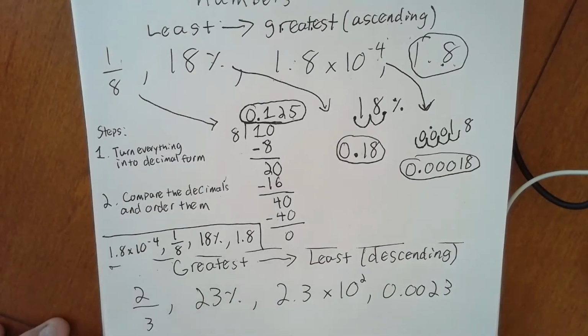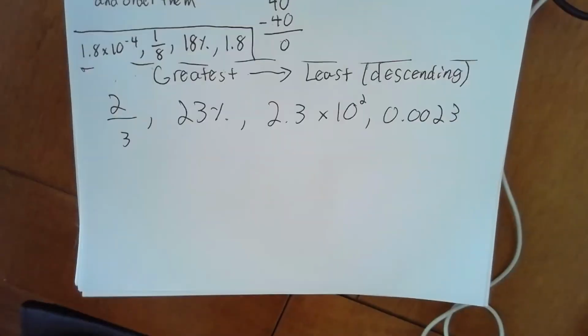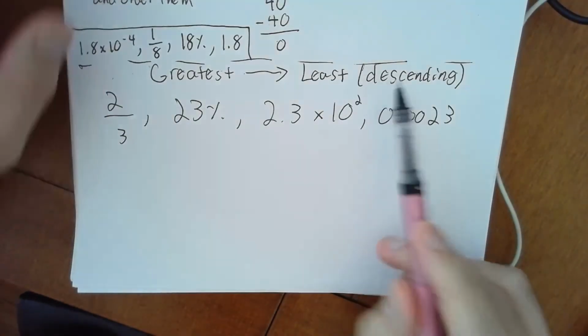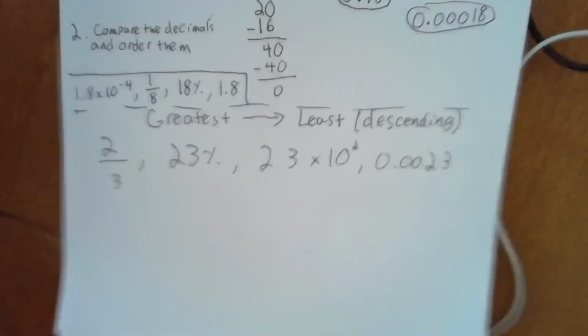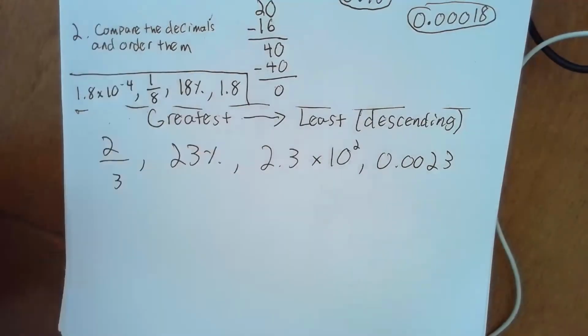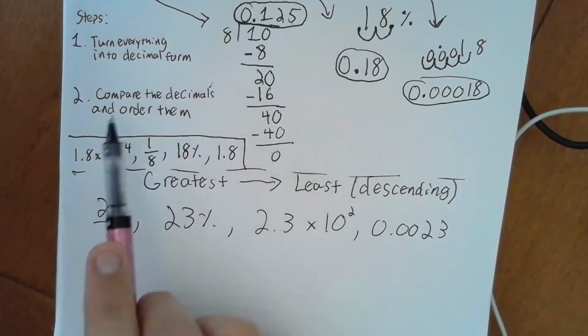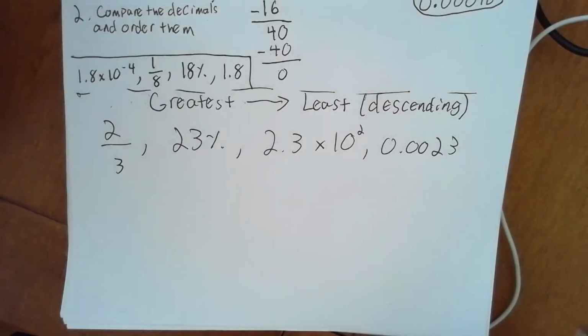Least to greatest. All right, now we got to go the other direction. We got to go greatest to least, which is called descending order. Okay, same two steps. Turn everything into a decimal, and then compare the decimals and order them appropriately. This time we're going greatest to least.